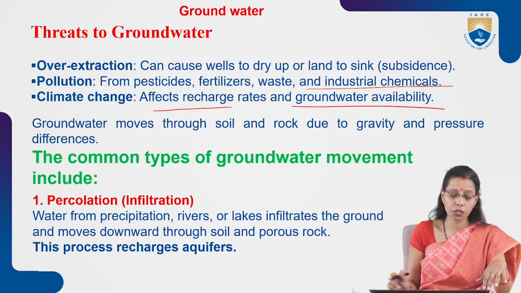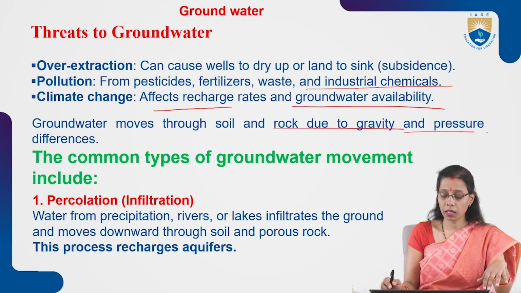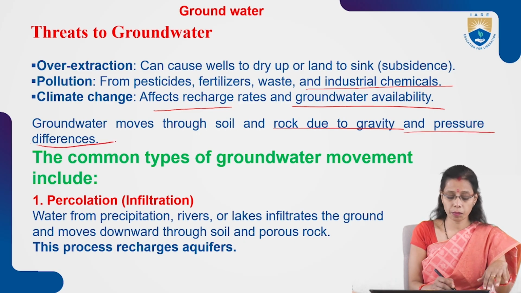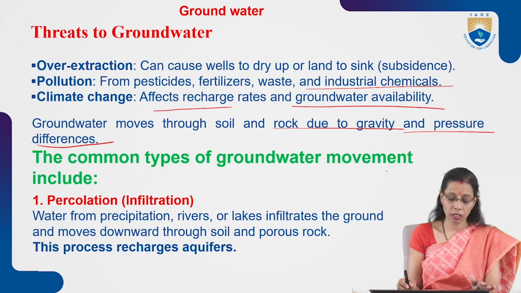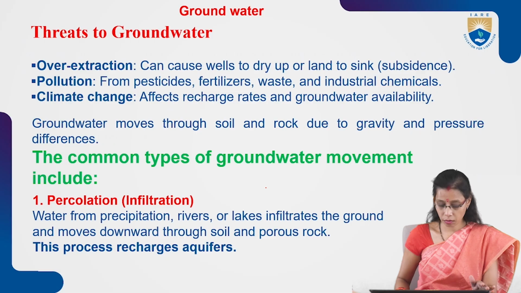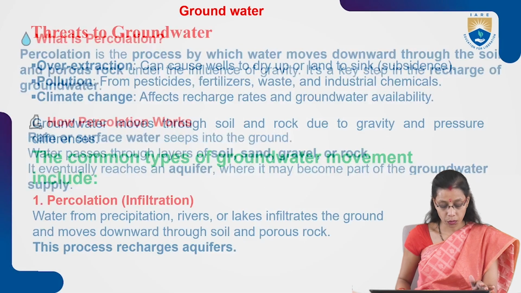Now, groundwater moves through soil due to gravity and pressure differences and all. So, the common types of groundwater movement, if we see, we have percolation. Okay, percolation. Now, what is percolation? Let us see.